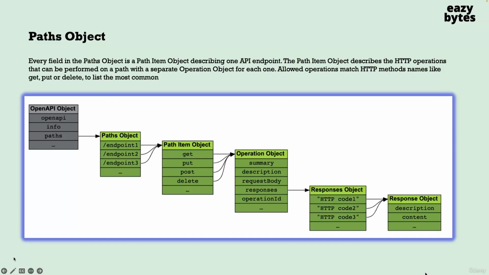We just did not use the operation ID. I will discuss operation ID towards the end of the course. The purpose of operation ID is to give a name to your entire operation object. It has some significance whenever you try to generate server-side code with the help of OpenAPI specification. So we can discuss that when we are discussing code generation with the help of OpenAPI specification.